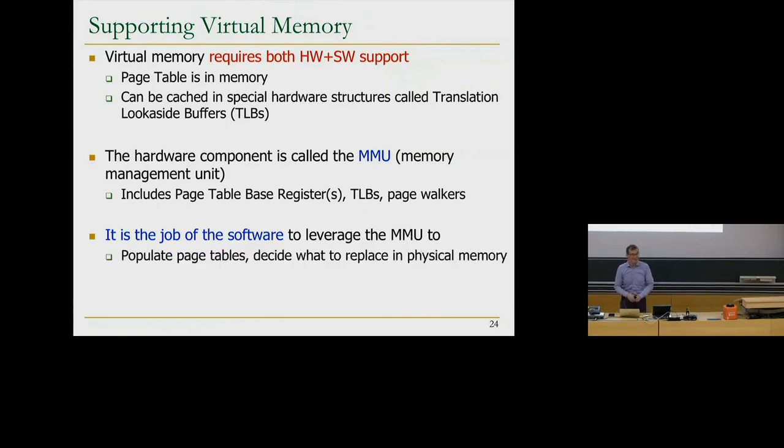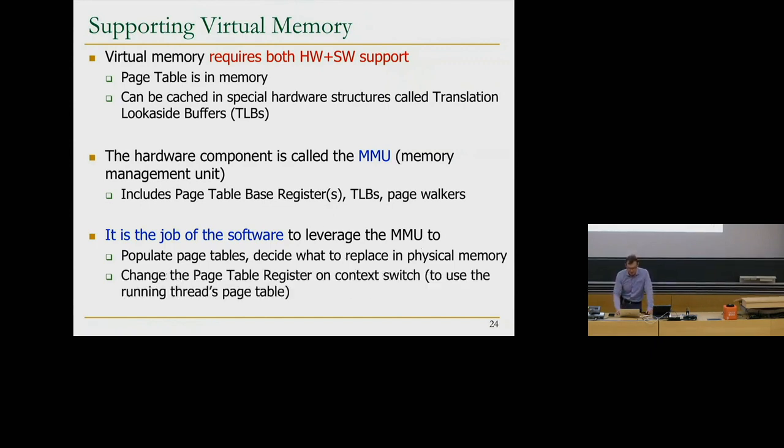Okay, so it's the job of the software to leverage the memory management unit to do many things. Populate the page tables, decide what to replace or what to place in physical memory. We're going to see examples of this also. Change the page table register on a context switch. Assume that you have a single context in your machine, a single thread, you have a single page table base register that points to the beginning of the page table of that process.